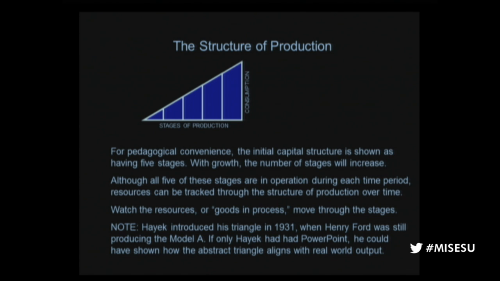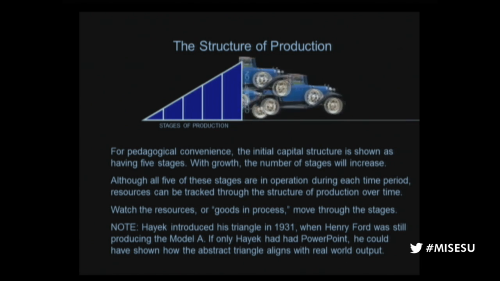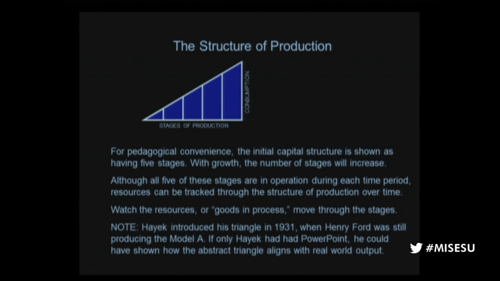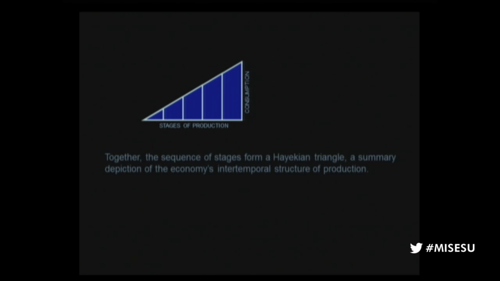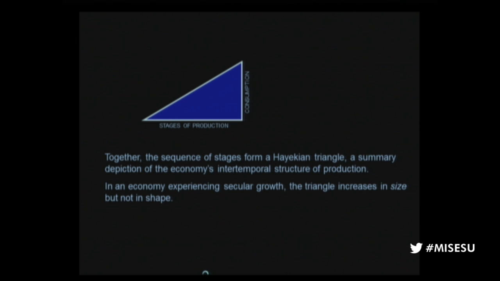And Henry Ford, if you know, owned a lot of the stages of production. He owned iron ore deposits and mining, and he had a lot of them. So we ought to be able to produce some Model A Fords. '31 Model A Roadsters. Together, the sequence forms the Hayekian triangle, so we can use it without identifying the stages. Watch the structure of production expand.